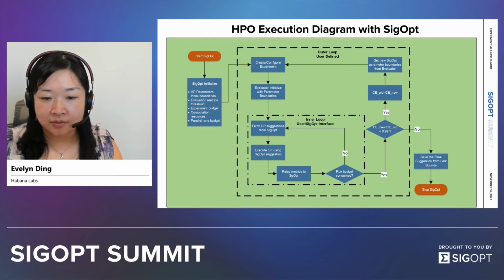Then we are going to execute those hyperparameters by training our deep learning model and evaluate if the performance passes the metrics or not. And then we keep going down and turn left. We are going to transfer the metrics back to SigOpt. And during this process, we can track the progress from the SigOpt dashboard.